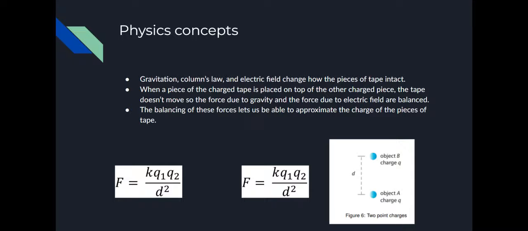So you're going to be able to tell the charge of both the pieces of tape by their distance. As you can see in the bottom, there's the equation for Coulomb's law, so you're going to be able to see, based on the distance between the two objects, about what you'd expect each of the charges to be.